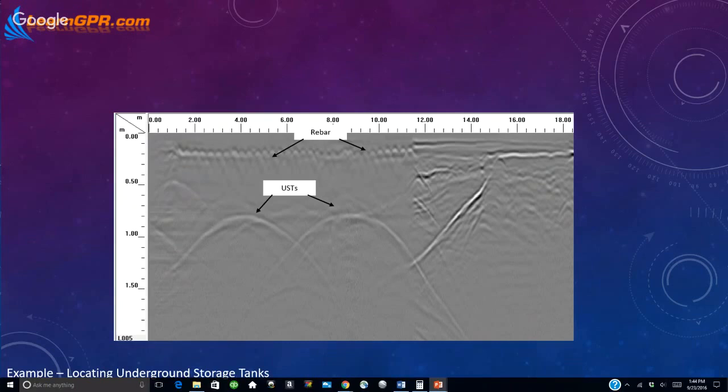But even cooler, I think, is that you can see very clearly the edge of the excavated trench that the two underground storage tanks were buried in. On the left-hand side, you get a very different amplitude response compared to the right-hand side, and that is a clear indicator of a trench. There's some other things going on here as well.